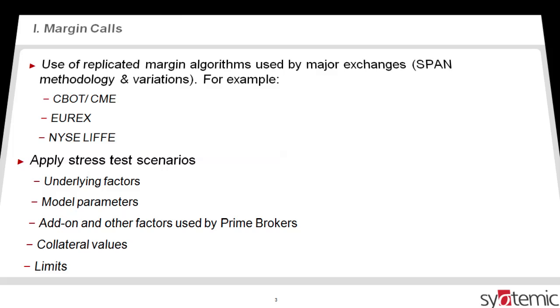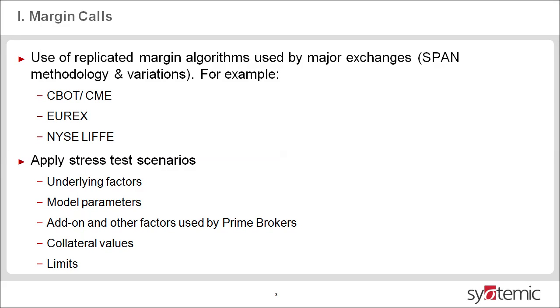You may also modify other parameters like add-on factors, which are often used by prime brokers to request a higher margin from you than the margin that would be required by strict application of the algorithm. And finally, your stress test may include scenarios regarding the values of the collateral you have posted, which might mean that you need to post additional collateral in some stress situations. It should also take into account limits that you may have for using margin without posting collateral.